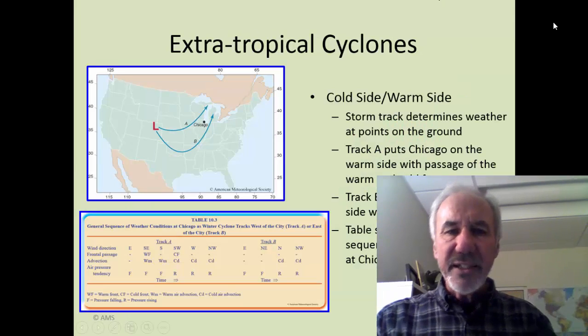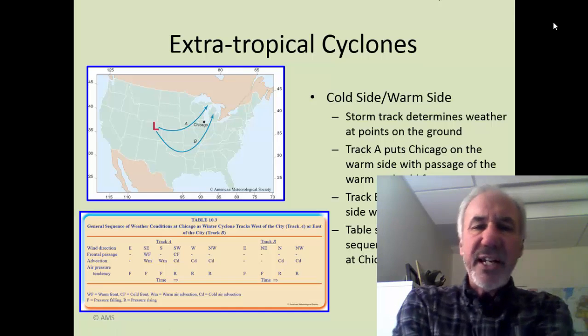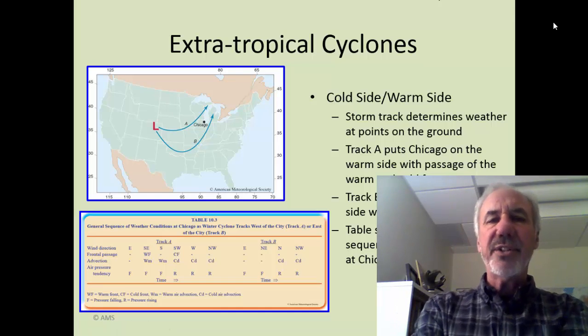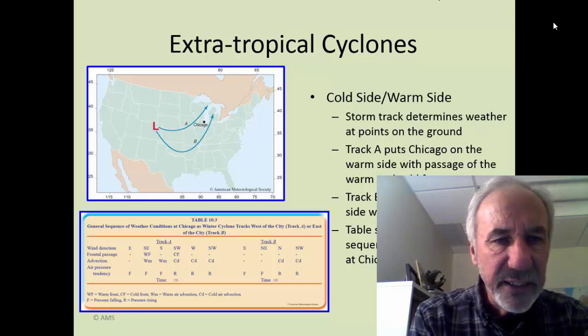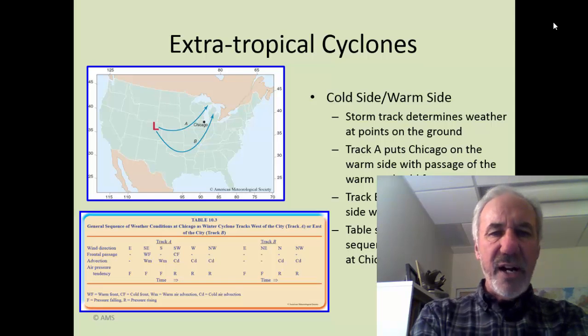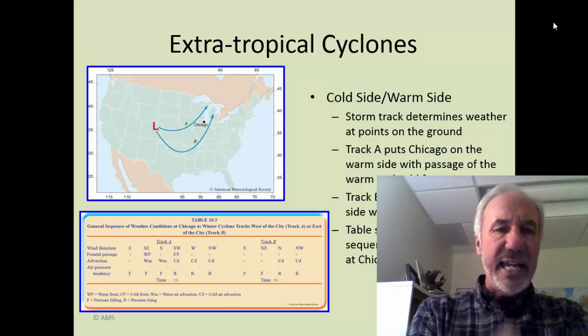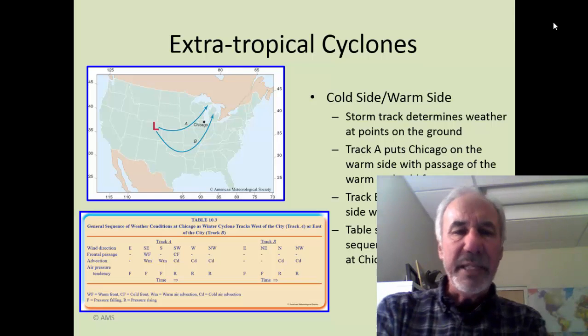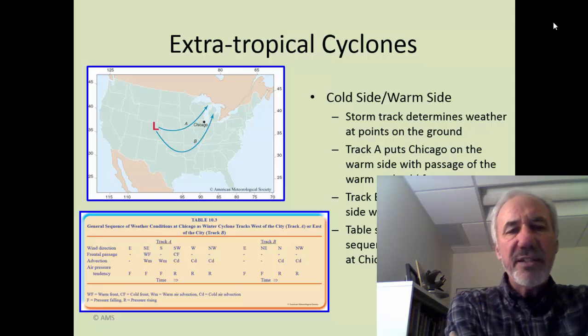Okay, now going back to the four sectors we're talking about, here's a hypothetical situation that a weather forecaster in the United States is going to confront. We've got a low pressure, that red L, sitting over northeastern Colorado. And we're taking a look at if it follows hypothetical track A or hypothetical track B, what is the weather difference going to be to Chicago? So let's take a look at it.